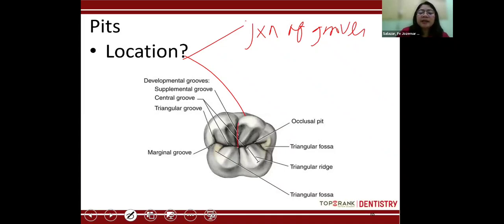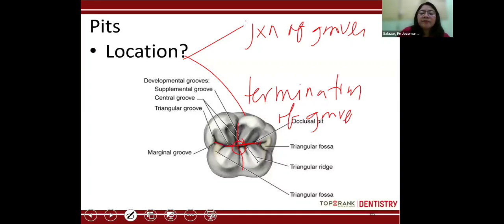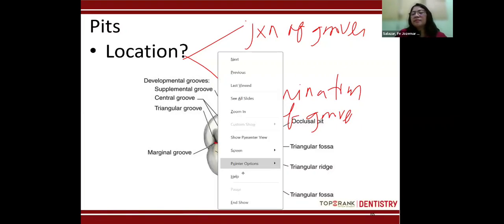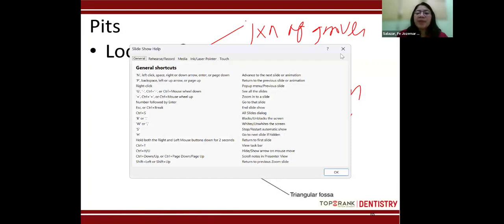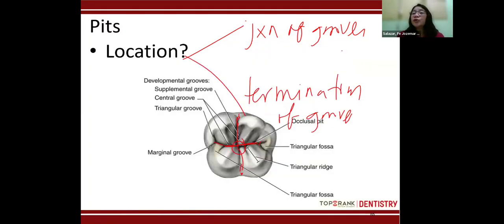Kunwari, buccal, lingual, central groove, you have a pit. Kung saan sila nagkaroon ng kanto, ng meeting area, or at the termination of your grooves. Okay? Kung saan nag-terminate si mesial, distal groove, may pit. Mesial groove, may pit. Buccal groove, may pit. Lingual groove, may pit. Diba? Okay, so you have pits at the termination of your grooves and at the junction of grooves.